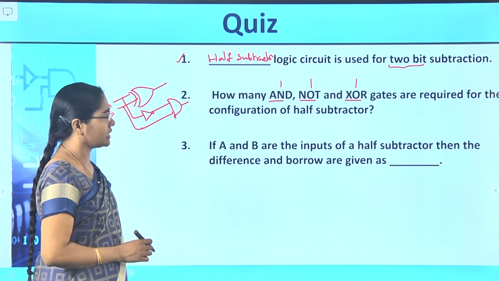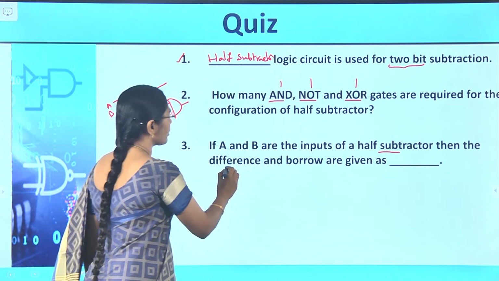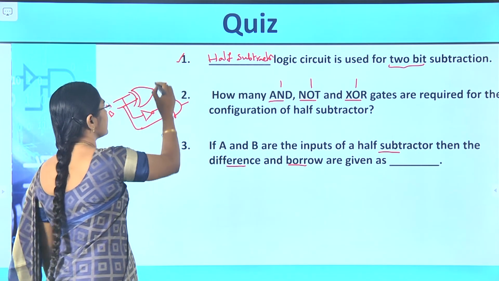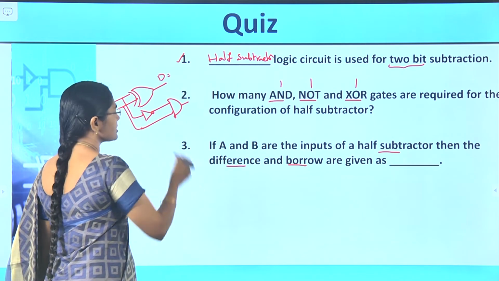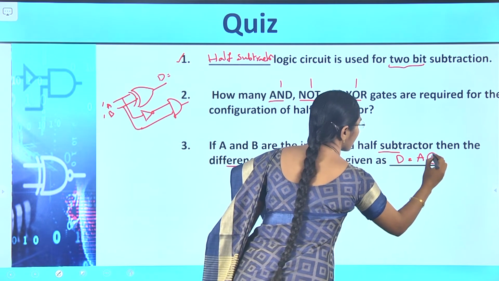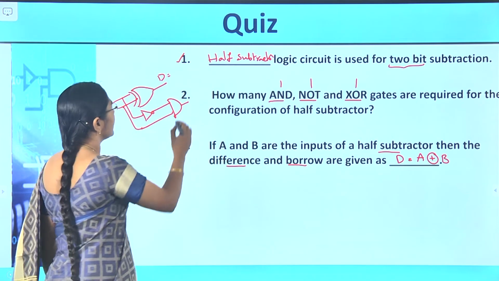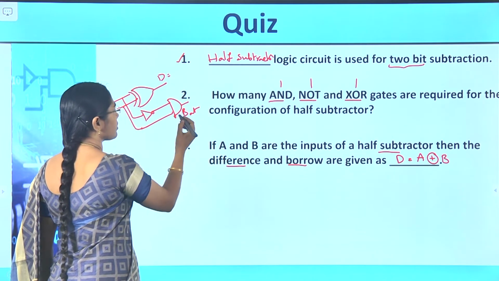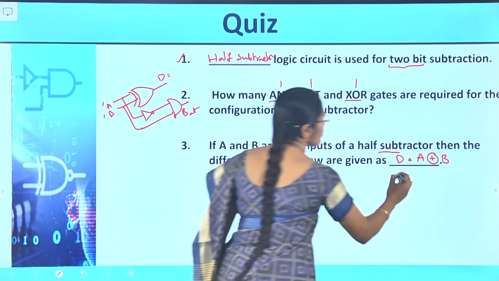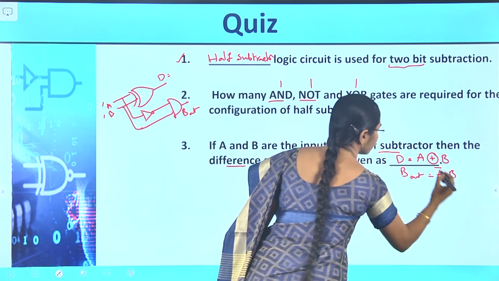Next question. If A and B are the inputs of a half subtractor, then what are the difference and borrow equations? The difference equation is A XOR B, or we can write A bar B plus A B bar, and the borrow out expression is the AND of B and A bar. So, borrow out is equal to A bar dot B.